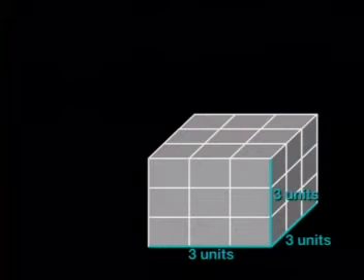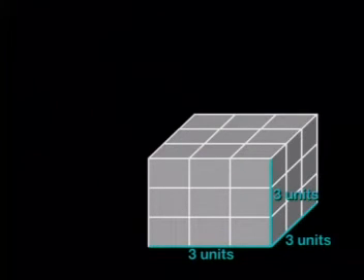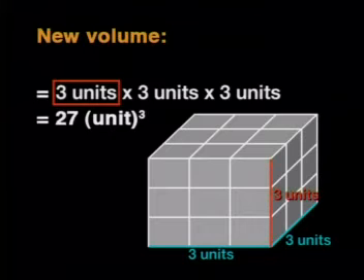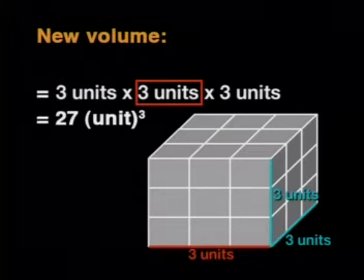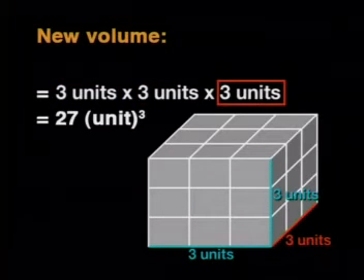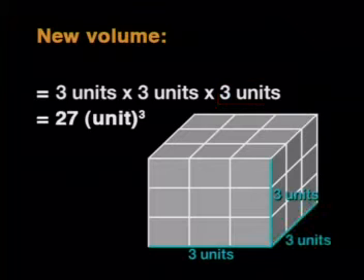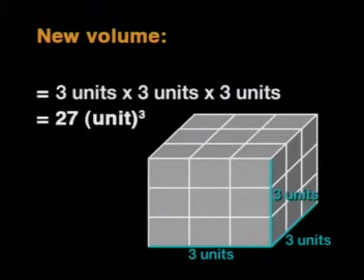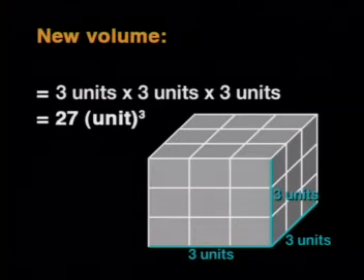Now I'm going to continue the pattern to see what we get. This time I will multiply each dimension of the cube by 3. So this length is 3, so is this one, and so is this one. The volume will be 3 times 3 times 3, which gives me 27 cubic units. Interesting! This is huge! The volume of the new cube is 27 times bigger than the original volume.